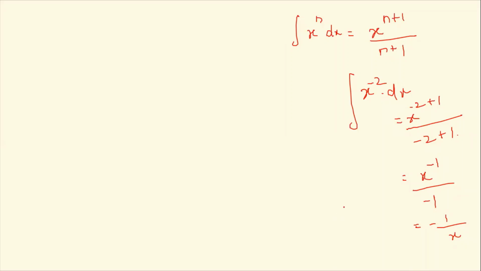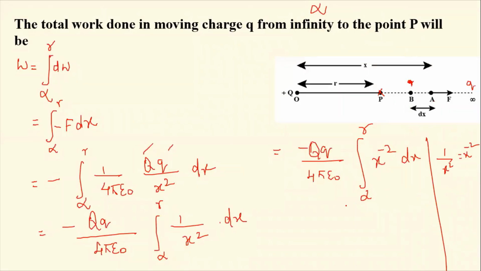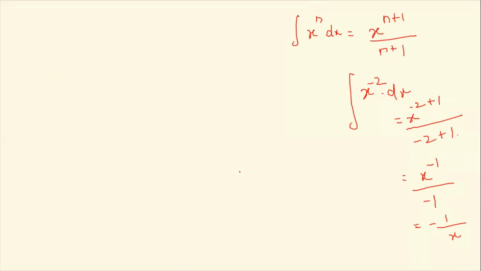Now we will substitute this minus 1 by x in the place of our integration. So this will become equal to minus q by 4 pi epsilon naught, minus 1 by x. Limit is infinity to r. I think you will know how to substitute the limits. So W will be equal to minus Qq by 4 pi epsilon naught, minus 1 by x, limit is infinity to r.